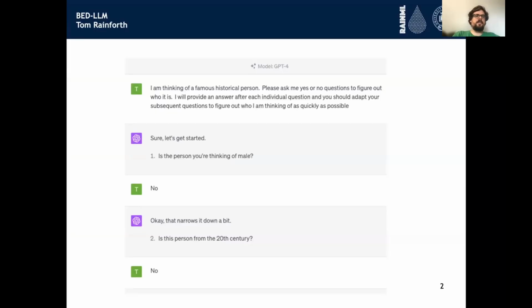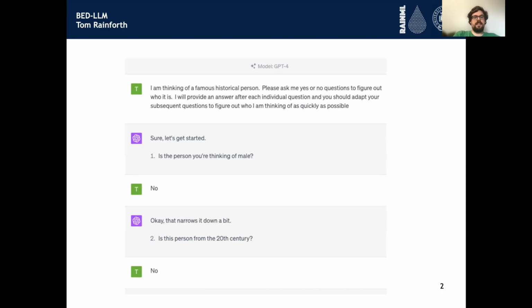So to give some motivation, consider trying to do the problem of 20 questions with a large language model. The way this works is that we're thinking of something, in this case a famous historical person, and then someone needs to ask us yes or no questions to try and figure out that thing we're thinking of. And we're going to try and play this with GPT-4, using the prompt shown on the screen.